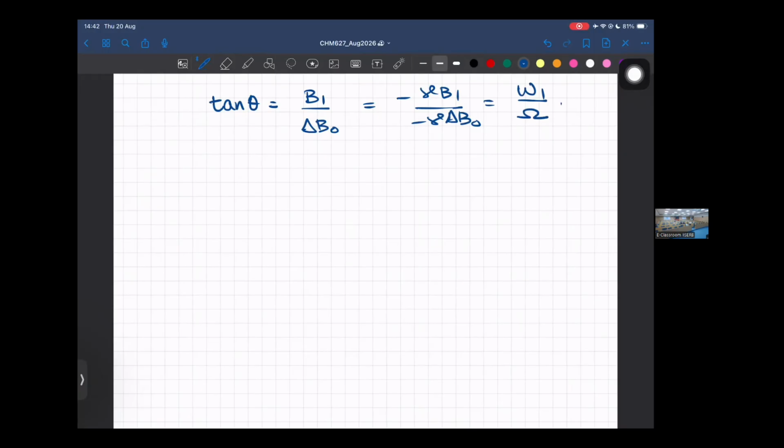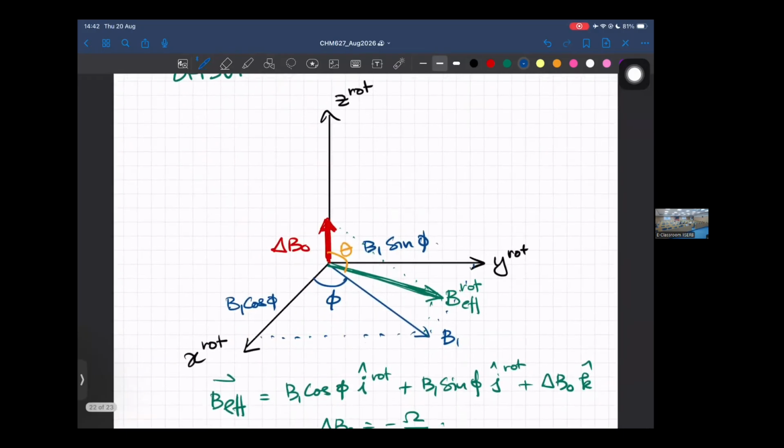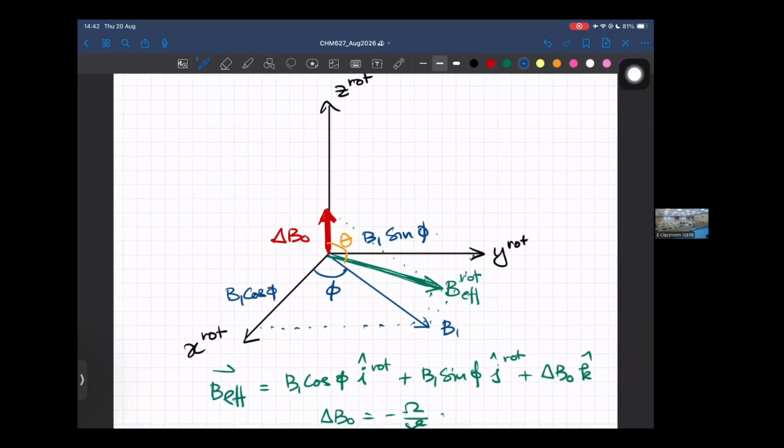Okay, this is a very important expression for theta. Why does theta matter? Why am I spending time on this? Because if you are able to understand how far the effective field is from Z, then you'll be able to make your rotations easier. So that's the whole purpose that this expression solves. So tan theta is going to be B1 divided by delta B naught. I hope I wrote it correctly.